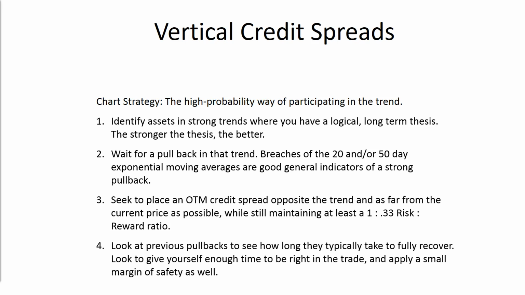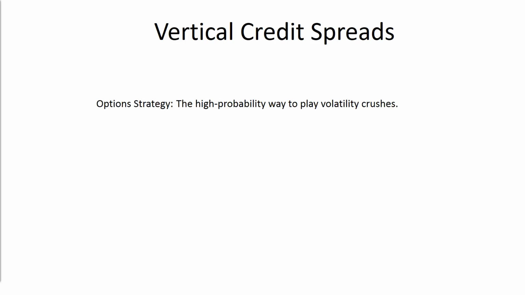Alright, on to our next credit spread strategy, and that's the options-based strategy, the high probability way to play volatility crushes. Let me first explain what a volatility crush is. When an event approaches that the market expects will increase the statistical volatility of an asset, such as an earnings release, an FDA decision, and even some economic reports, the asset's implied volatility almost always rises before that event.